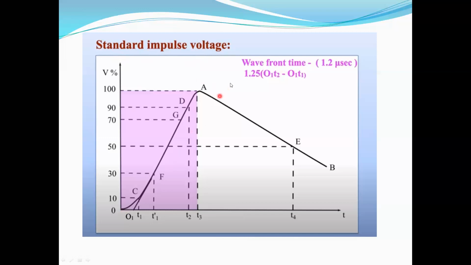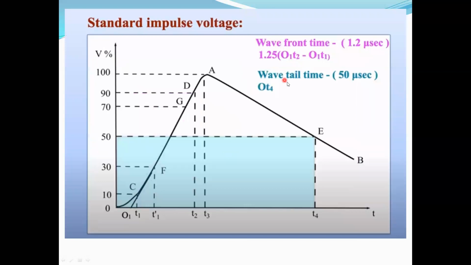So this is the wave front time, 1.2 to 1.25 microseconds. This is a very short time. From 0 to T3 is called the wave front time. It's not fixed at 1.2 to 1.25 microseconds; it varies, maybe plus or minus 10%. These are the standard wave front times, but generally we take it this way: the wave front time is 1.2 to 1.25 microseconds.